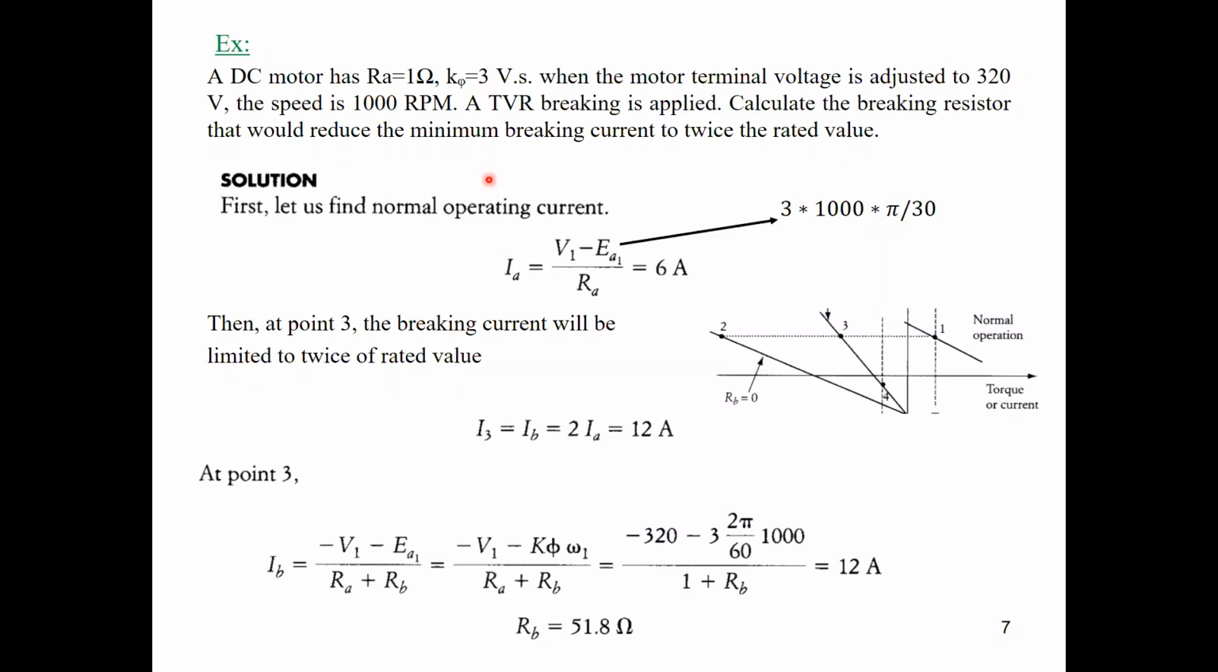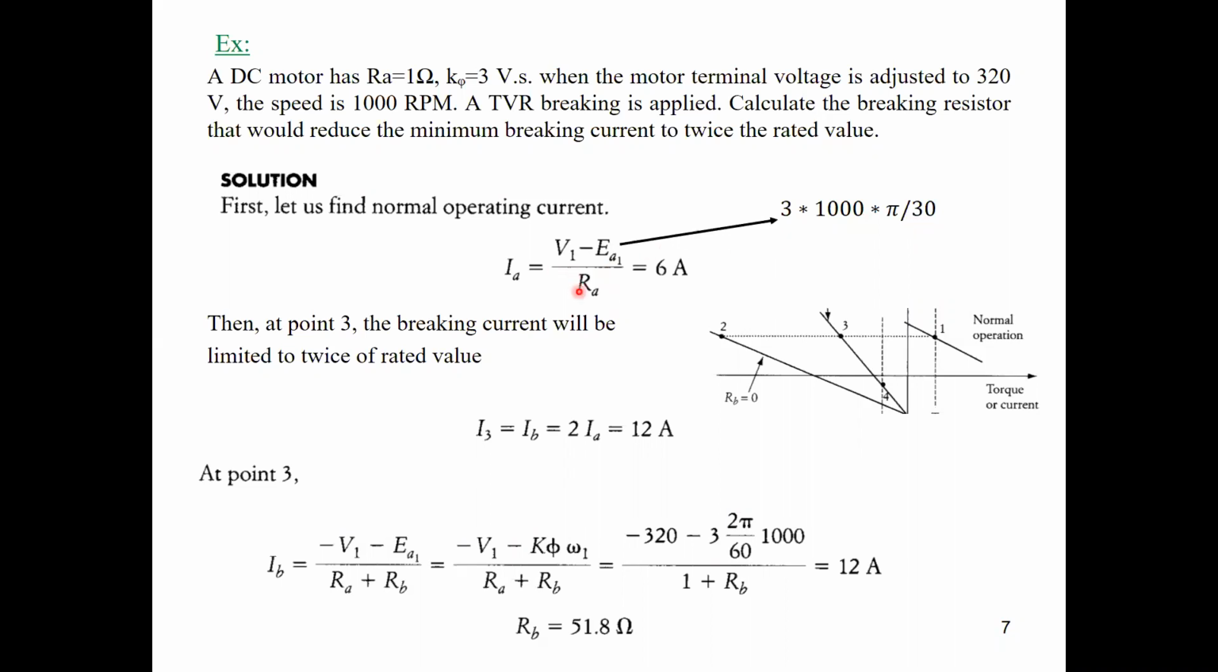So simply I equals V terminal or V line minus EA divided by RA. V is given as 320. E we can calculate by K-phi multiplied by speed in rad per second, so RPM multiplied by 2π divided by 60.